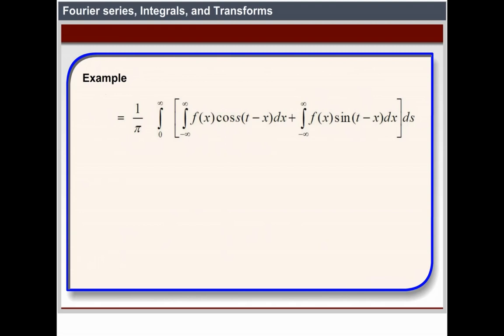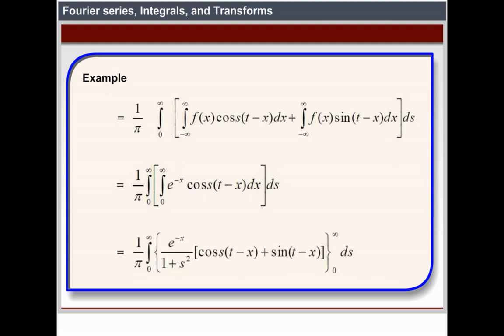Whatever integrating with respect to x is written inside the bracket, without bracket we have written with respect to ds. Then equal to 1 by pi integral 0 to infinity, again integral 0 to infinity, e power minus x cos s of t minus x into dx into ds. Here also we have written in the bracket with respect to x equal to 1 by pi integral 0 to infinity. After integrating, we get e power minus x divided by 1 plus s square into cos s of t minus x plus sin s of t minus x with the limit 0 to infinity into ds.